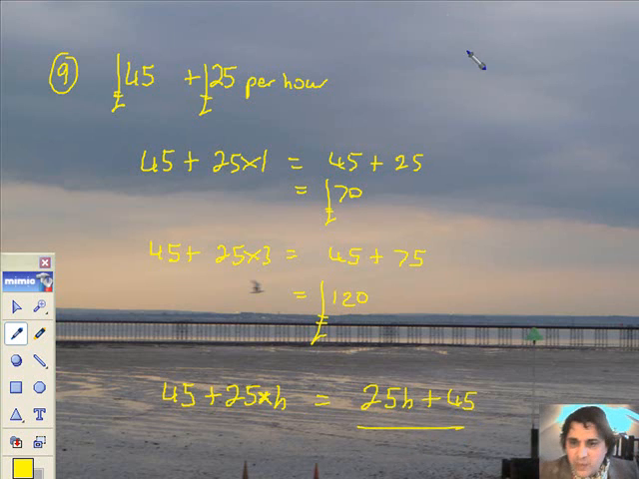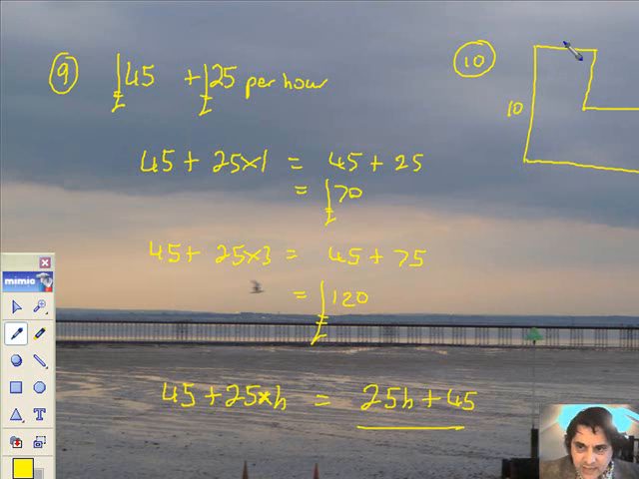Question 10 is quite nice. I'll do it up here. They've drawn us a picture. It's a big fat L like that, and I'm told that's 10, that's X, that's 6, that is also X, and that is 2X. Find a formula for the perimeter of this shape, and give your formula in its simplest form.